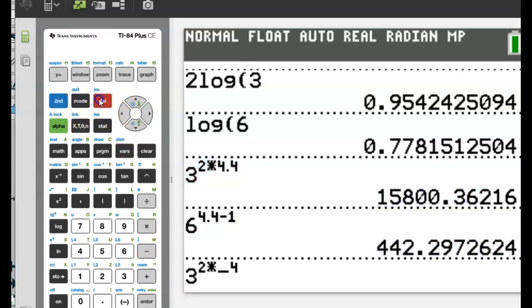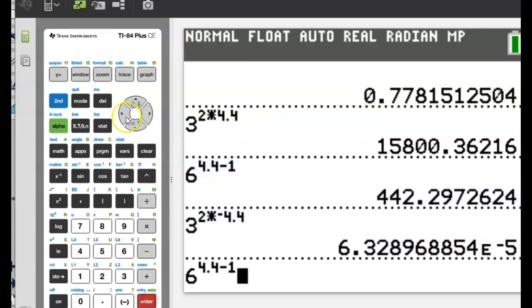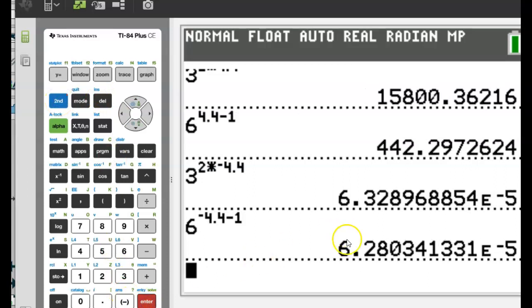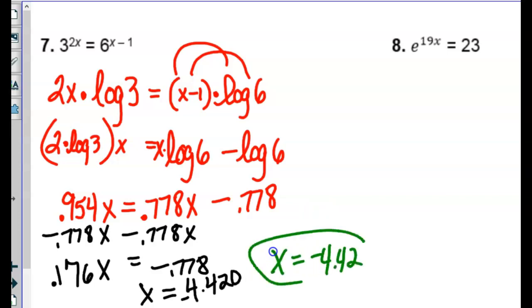All right, let's insert a negative. And then go to this one and insert a negative. Now, they're both basically 0, right? But they are very close to the same number. Okay. So the answer was, just one more time because I didn't write it very clearly, negative 4.42. All right. Yikes! Is the next one better?